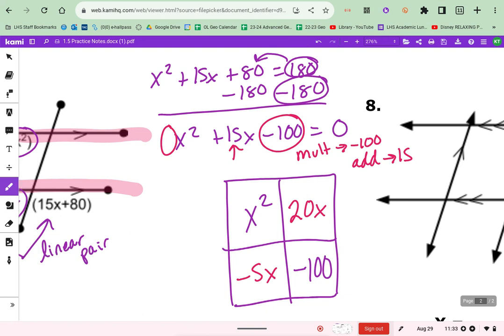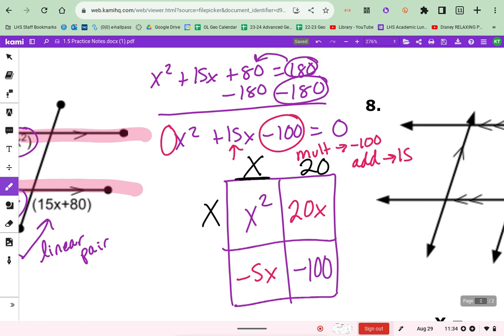All right. Okay, so now you ask yourself, what does that first row have in common? An x. So if I take an x out of x squared, I'm left with an x, because x times x is x squared, and then x times 20 is 20x.